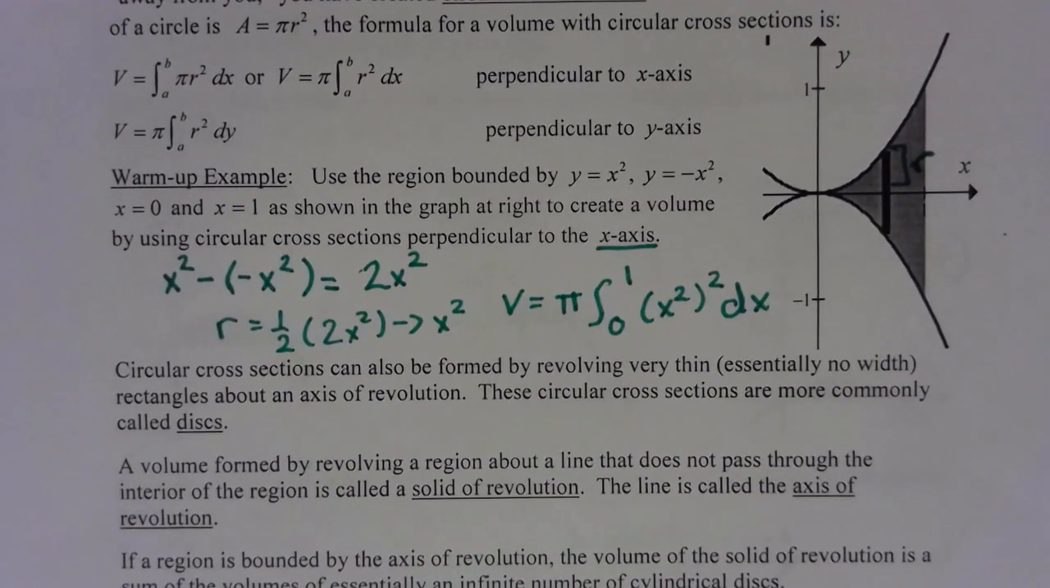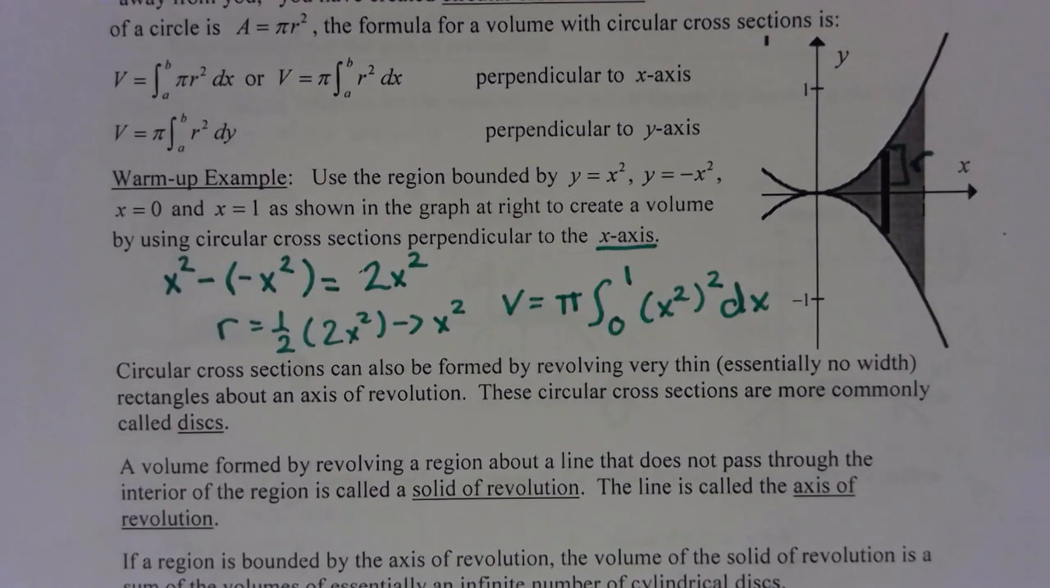Circular cross-sections can also be formed by revolving very thin rectangles around the axis of revolution. These circular cross-sections are more commonly called disks. A volume formed by revolving a region about a line that does not pass through the interior of the region is called a solid of revolution. The line is called the axis of revolution.